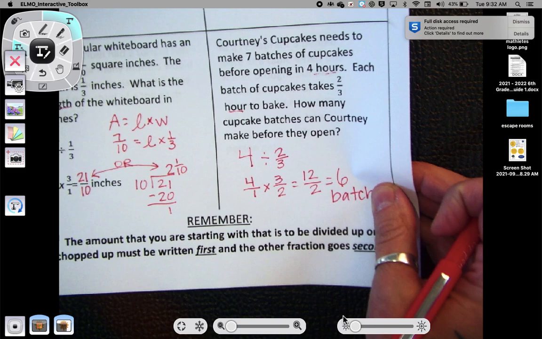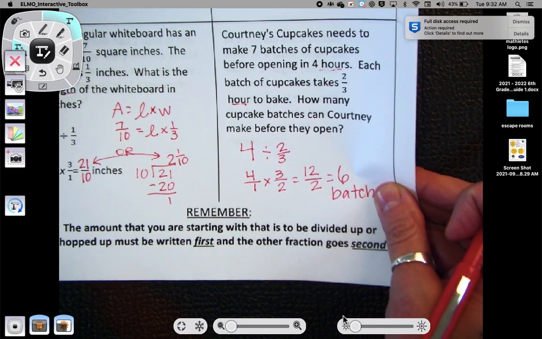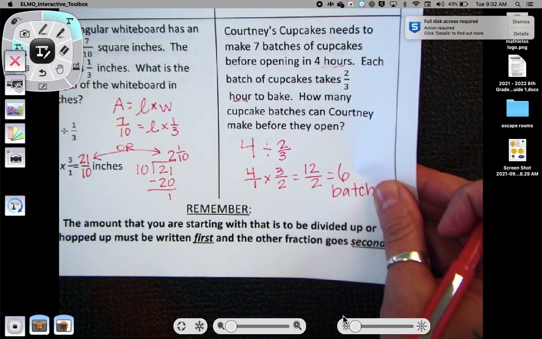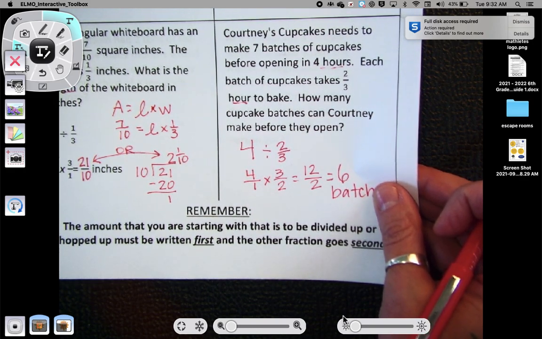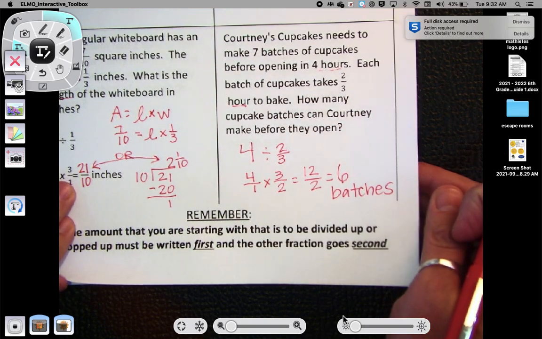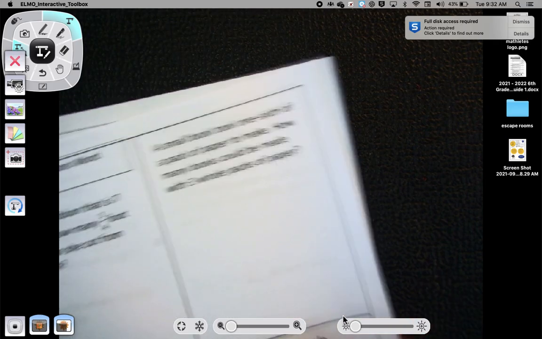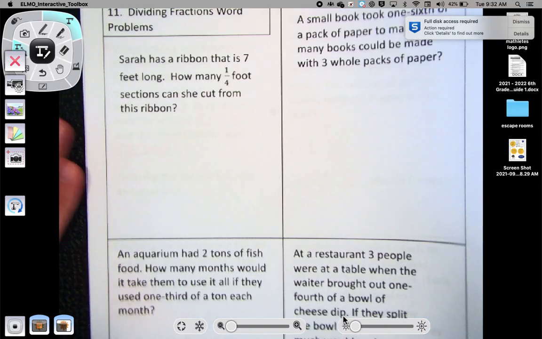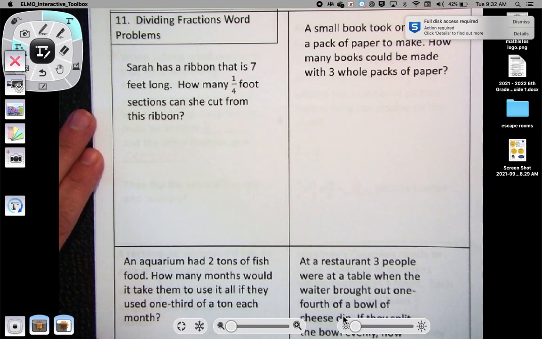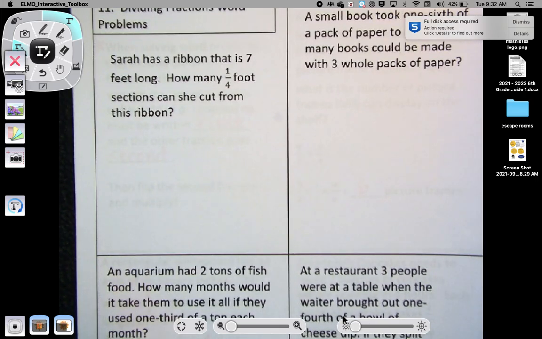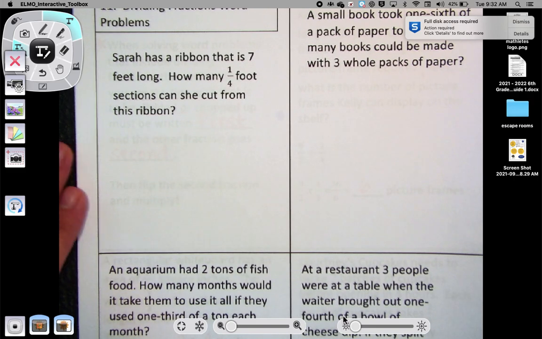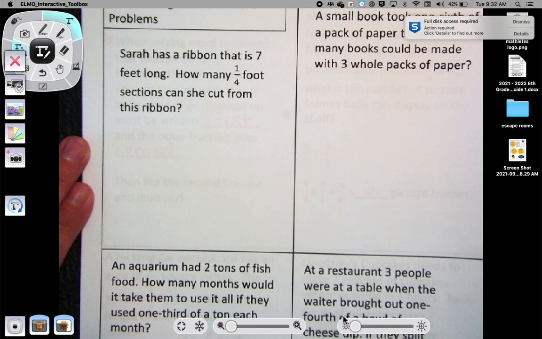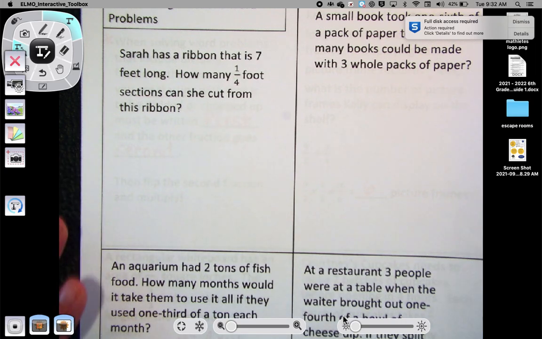Remember, the amount that you are starting with that is to be divided or chopped up must be written first, and the other fraction goes second. Okay, next page. And again, I'm going to say it 100 times. You will be seeing these again. You know you're allowed to use your cheat sheets. Some of you faced that consequence last test, so let's repair what we did wrong and learn from it and do better, okay?